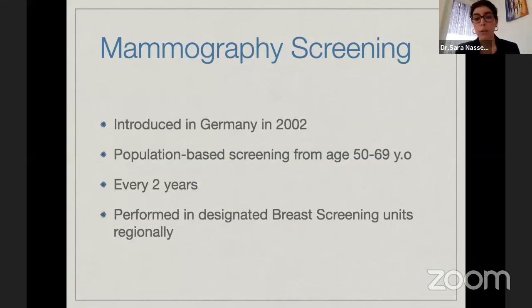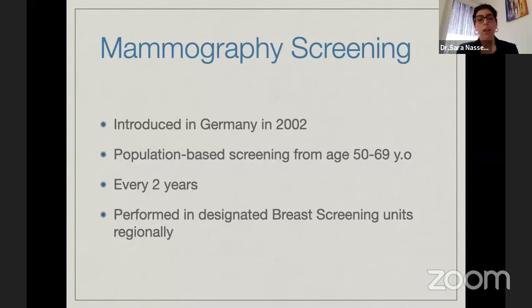Then there's the mammography screening. So mammography screening in Germany was introduced in 2002. This is actually relatively late compared to other European countries where it was introduced in the 60s and 70s. But in Germany, they started in 2002 because there were some debates about radiation exposure, which we can go into later on. It's a population-based screening. So every woman will get an invite to attend the mammography screening in Germany from the age of 50 till the age of 69. And this is where really the highest evidence is that mammography screening can pick up early breast cancer.